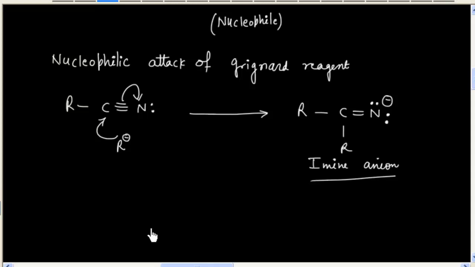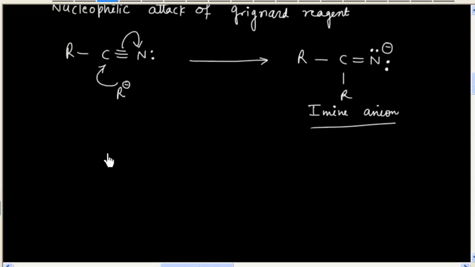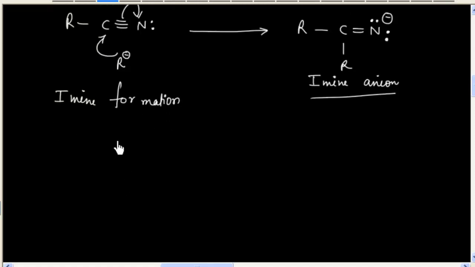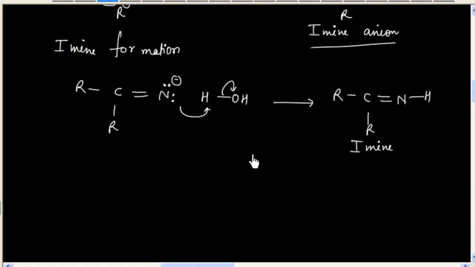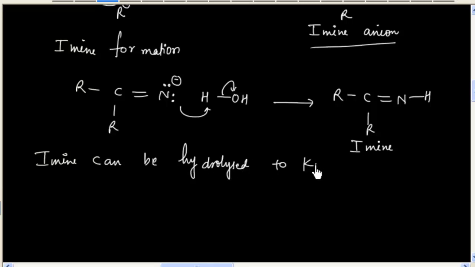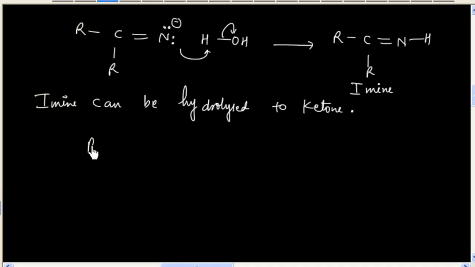Now this imine anion in the next step can be protonated to generate imine. So next step is imine formation. So we have imine anion. This can take H plus from water and it will form imine. Now imine can be easily hydrolyzed to ketone. So if we have this imine and it reacts with water, it will form ketone plus ammonia.